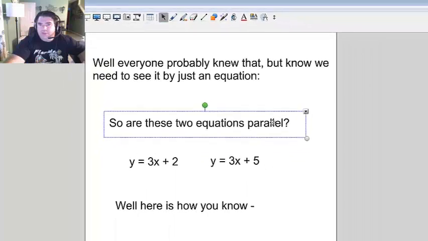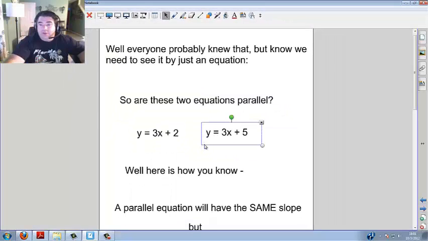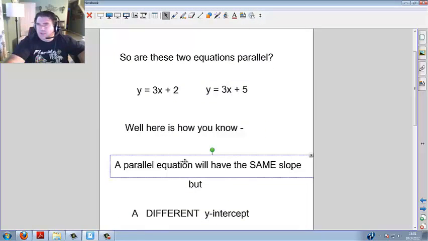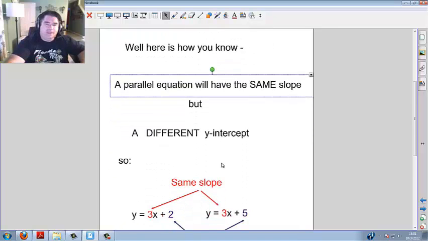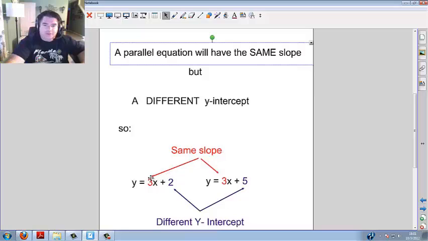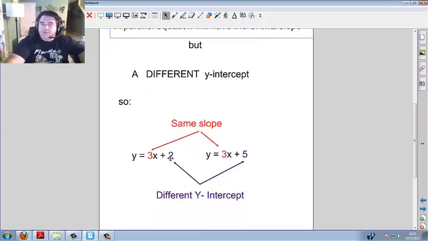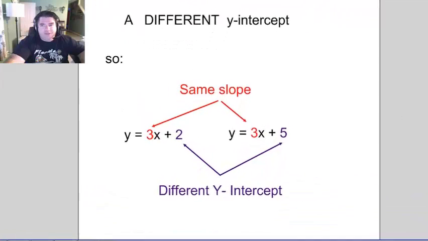Are these two equations parallel? Well, here's what you need to know. A parallel equation will have the same slope, but will have a different y-intercept. If you take a look, the number in front of the x are the same. They're both 3, so the slope is 3. There's a different y-intercept because this one is plus 2, this one is plus 5.